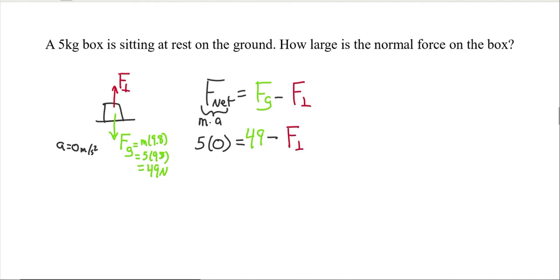So then we have 0 equals 49 minus the normal force. And if 0 equals 49 minus the normal force, the normal force has to be 49, because only 49 minus 49 would equal 0. In this specific situation, was the normal force as large as gravity? Yes. In this specific situation, it was. Let's look at a couple more so we don't get into the habit of saying the normal force is the same size as gravity, because it isn't.